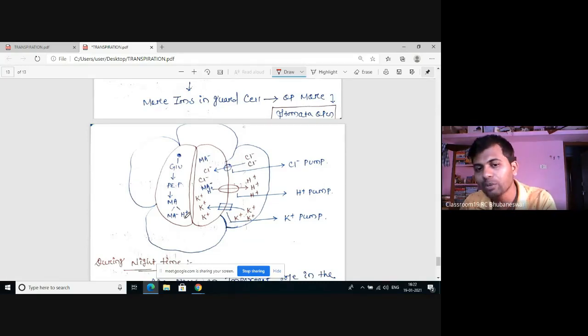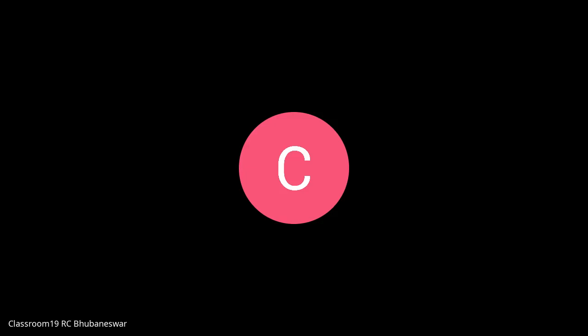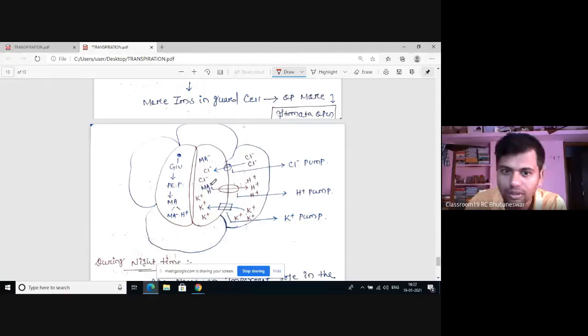Whatever H plus is formed becomes pumped from the guard cell into the subsidiary cell with the help of the H plus pump. So what is now present inside the guard cell? After the H plus pump, malate minus remains. So the guard cell becomes electronegative.